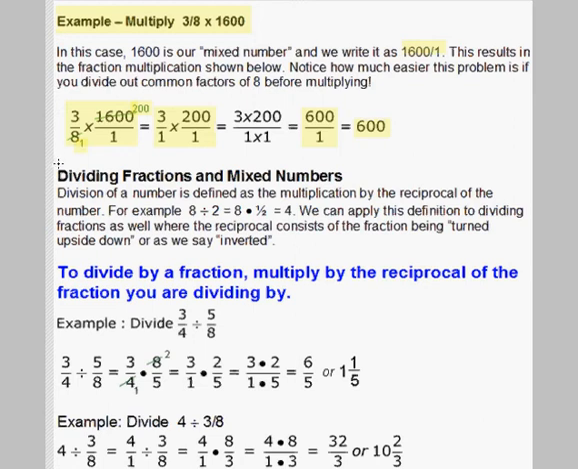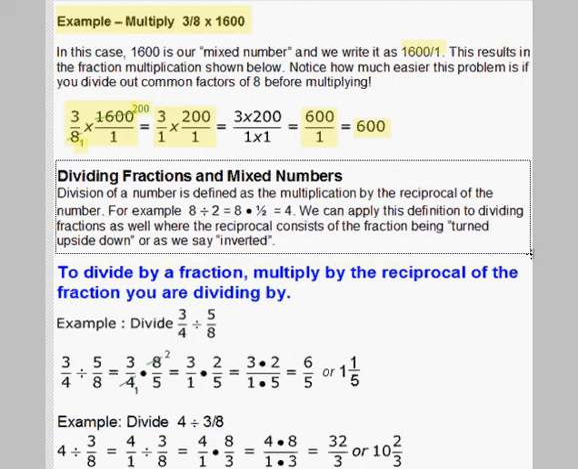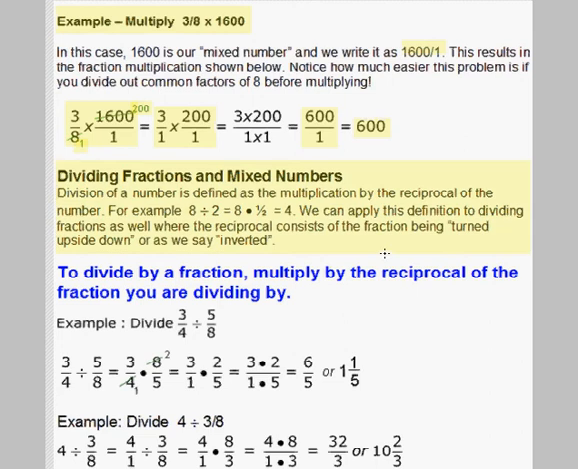Now let's move on to dividing fractions and mixed numbers. Division of a number is defined as multiplication by the reciprocal of the number. For example, 8 divided by 2 equals 8 times a half. And we can apply this definition to dividing fractions as well. And the reciprocal consists of the fraction being turned upside down, or the term for it is inverted. To divide by a fraction, you multiply by the reciprocal of the fraction you are dividing by.